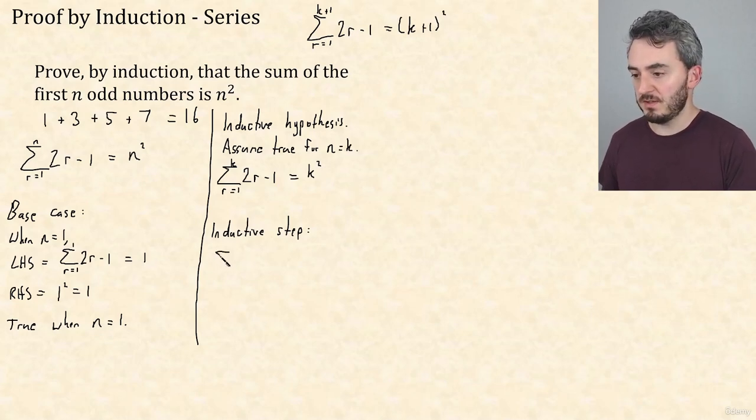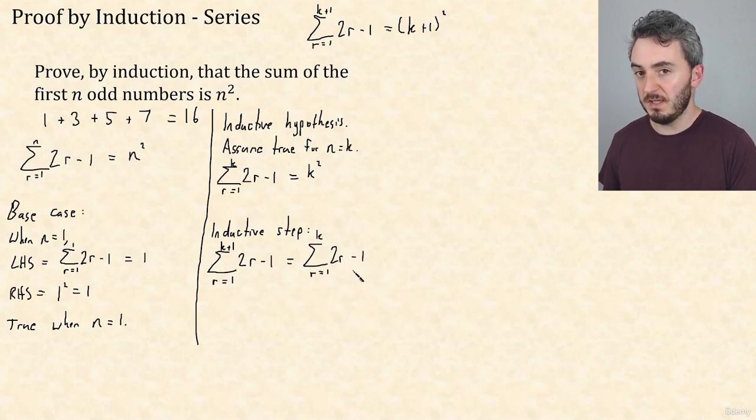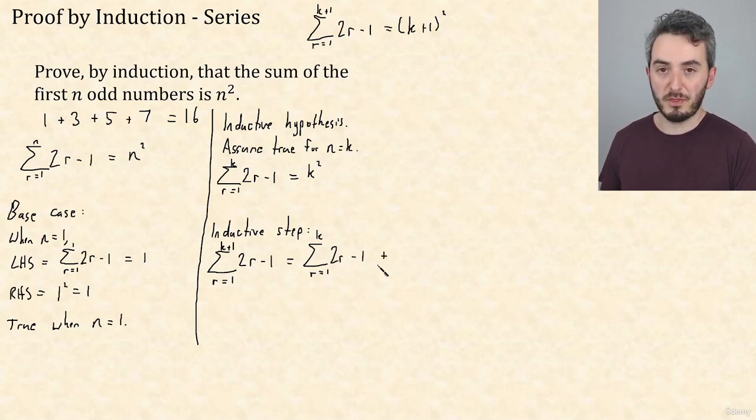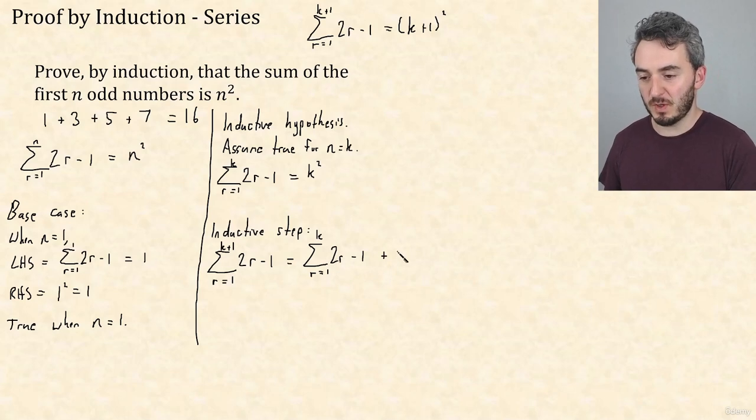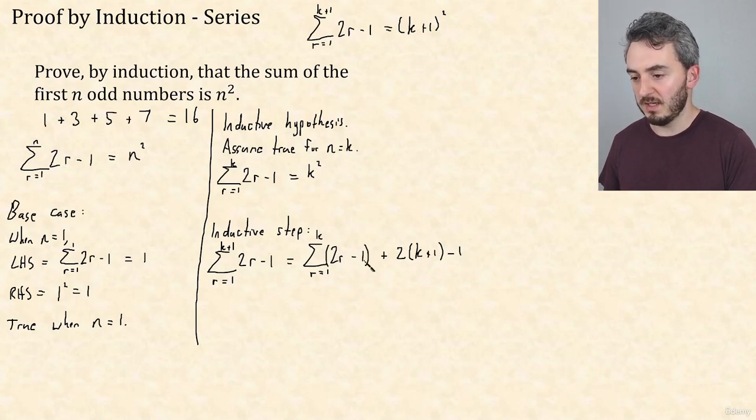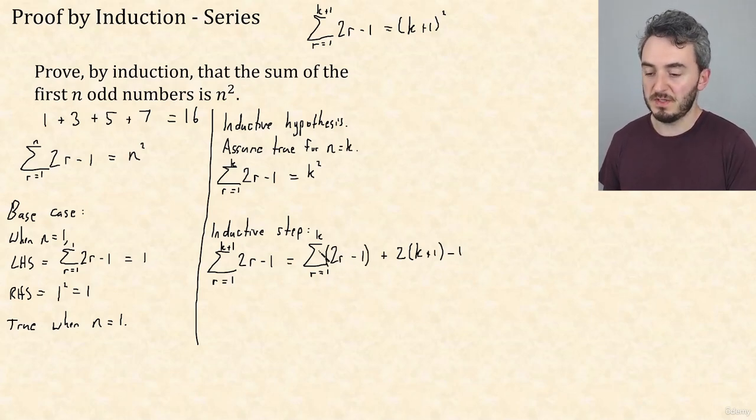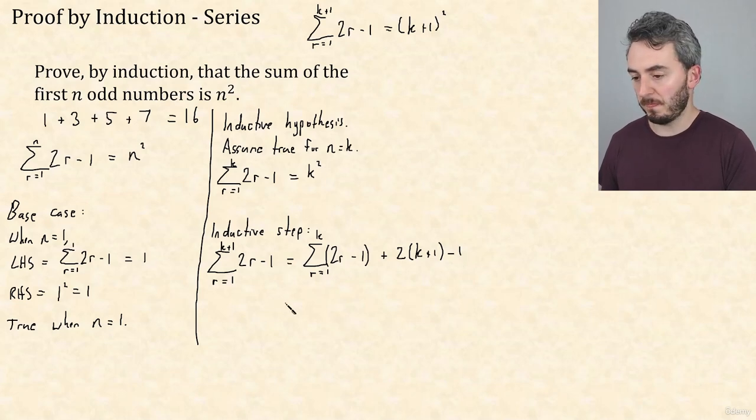So what we can say is that the sum of the first k plus 1 odd numbers is the same as the sum of the first k odd numbers, and then just plus the next odd number. So what is the k plus 1th odd number? Well, it's just subbing k plus 1 into here. So that's 2(k plus 1) minus 1. Let's just bracket this so it's very clear. So there's the sum of the first k odd numbers, and here's the next odd number.